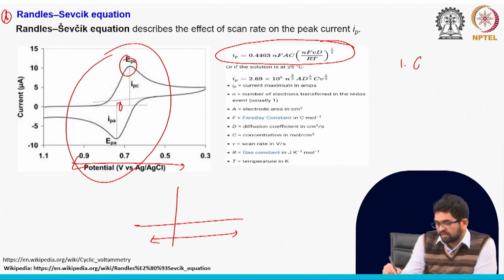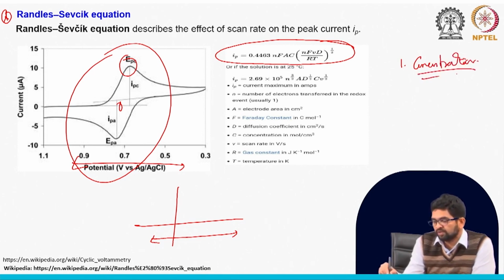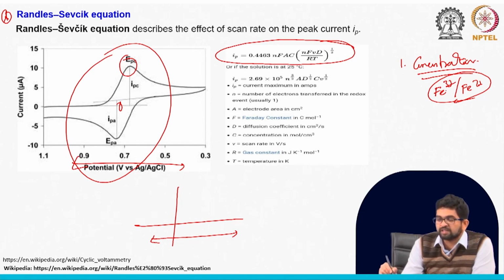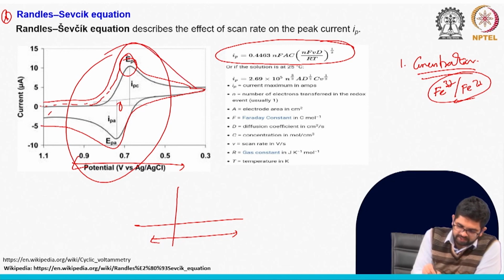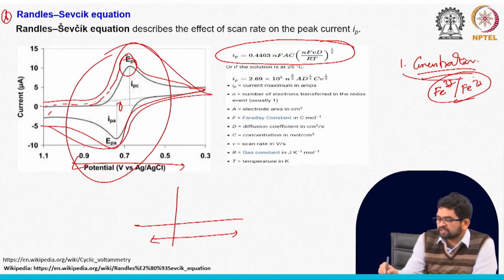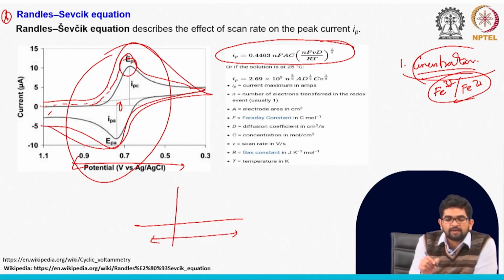See, one factor is the concentration. What concentration? Concentration of the redox couple you are using. Suppose you are using Fe3+/Fe2+, right? This redox couple you are using. If you increase the concentration of the iron species, then definitely you will get higher and higher current. If you increase, then you will get higher current. Again increase, you will get higher current. So, this depends on the concentration. More concentration, you will get more current.